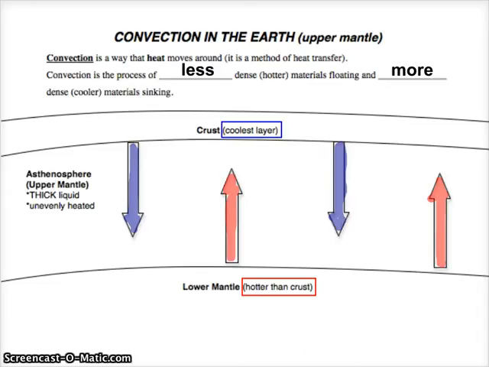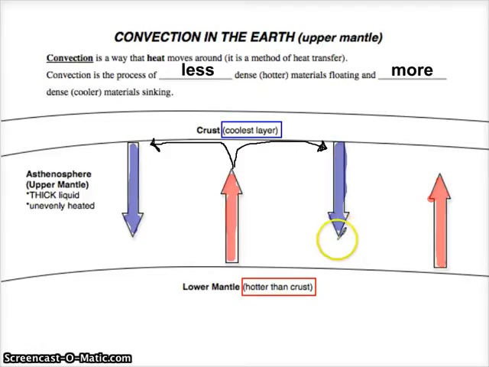And now we need to finish the convection cycle. So change your color to black or just regular pencil. And as this material rises, it's going to hit the solid crust. And what's going to happen is, like in the video you saw, it's going to spread out in both directions until it cools, and then it will sink again.